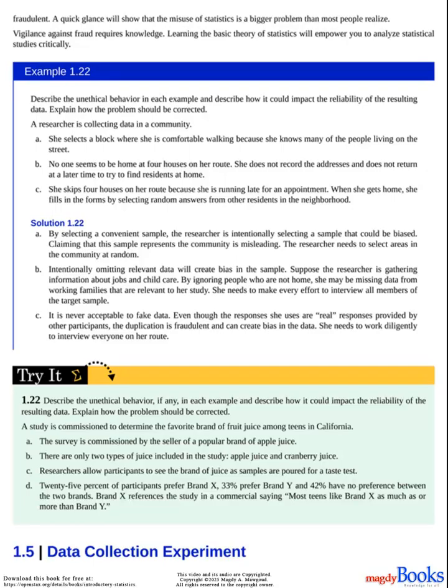Solution 1.22. A. By selecting a convenient sample, the researcher is intentionally selecting a sample that could be biased. Claiming that this sample represents the community is misleading. The researcher needs to select areas in the community at random. B. Intentionally omitting relevant data will create bias in the sample. Suppose the researcher is gathering information about jobs and childcare. By ignoring people who are not home, she may be missing data from working families that are relevant to her study. She needs to make every effort to interview all members of the target sample.